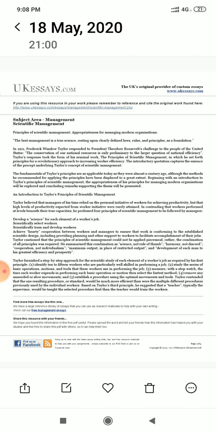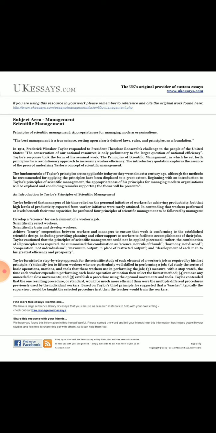Taylor's principles and techniques were based on the observation he conducted in factories, where the methods of production, lack of planning and working methods were utilized in all factories.